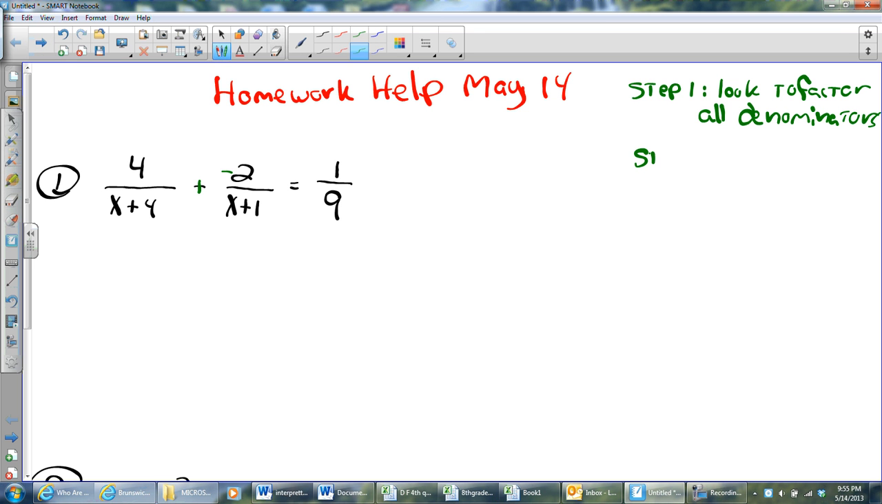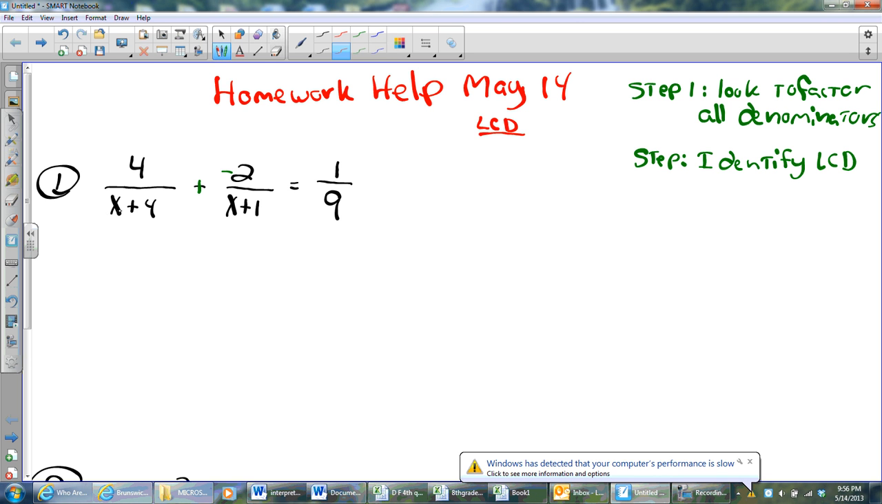Step 2, I'm going to identify the LCD. And this is where a lot of you are having your trouble. Remember, the LCD, the least common denominator. What three denominators do you see? Hopefully you see a 4 more than x, a 1 more than x, and a 9. You don't see an x and a 4, an x and a 1, and then a 9. There aren't 5 denominators. There's 4 more than x, there's 1 more than x, and there's a 9.